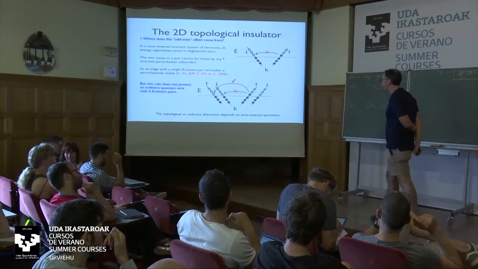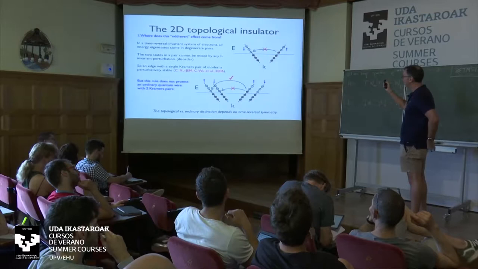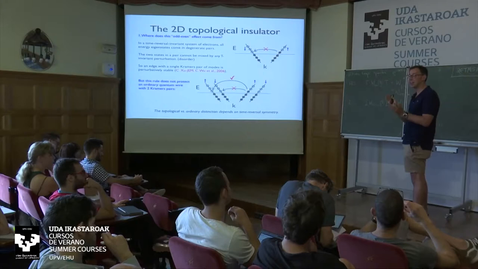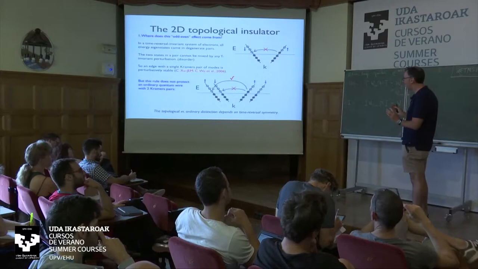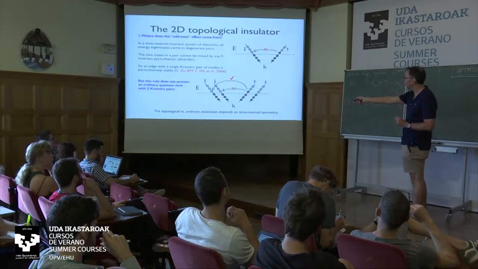That is allowed by time reversal. So remember, time reversal keeps me from scattering a state to its time reversal conjugate. It doesn't keep me from scattering. I'm assuming that spin is not a conserved quantum number. The only symmetry I'm respecting is time reversal. This state is the time reversal conjugate of that state, so that X process doesn't happen.